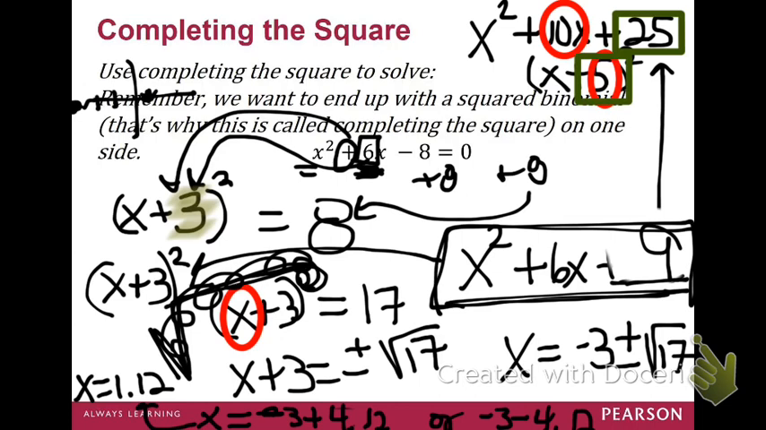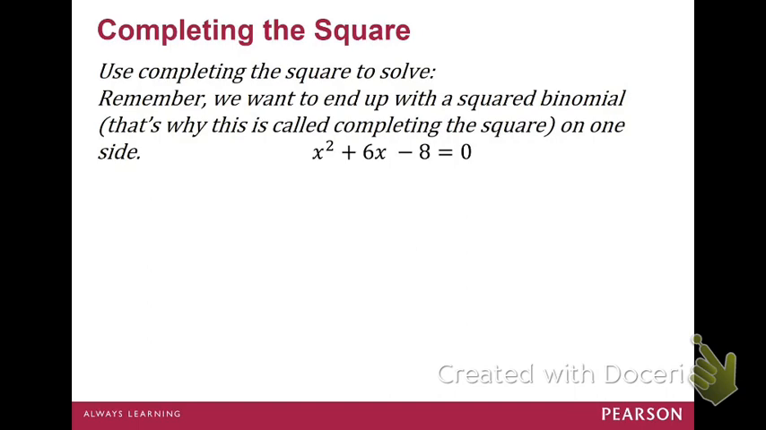Now then, as soon as you find the vertex, you could graph this thing and do a very good job of getting an accurate picture of this function. Okay? I hope that helps with completing the square.